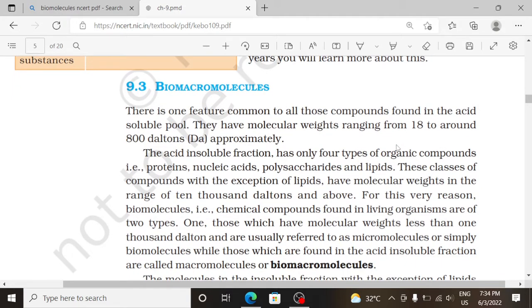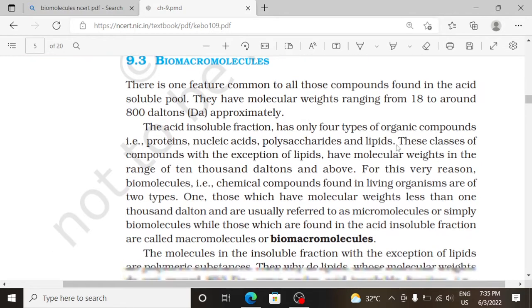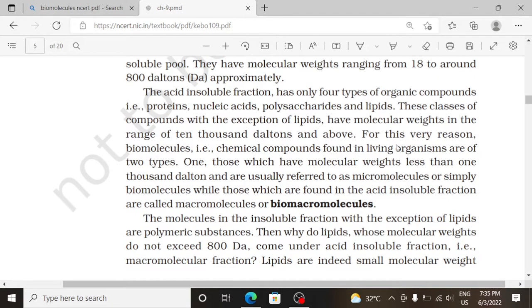Biomacromolecules. There is one feature common to all those compounds found in the acid soluble pool. They have molecular weights ranging from 18 to around 800 daltons approximately. The acid insoluble fraction has only 4 types of organic compounds, that is proteins, nucleic acids, polysaccharides, and lipids. These classes of compounds, with the exception of lipids, have molecular weights in the range of 10,000 daltons and above.